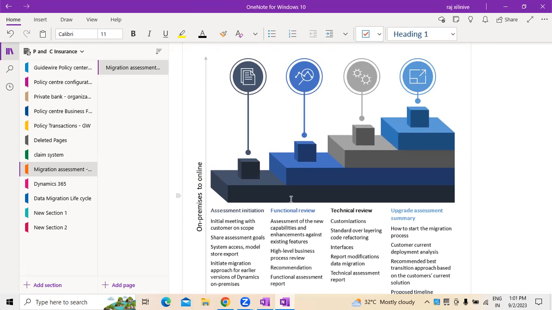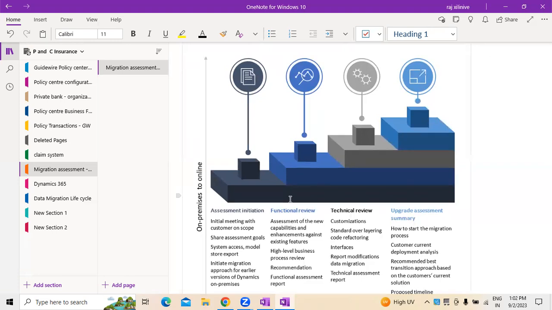Next is technical review. Technical review focuses on the customizations we have made. Depending on the business rules as well as government mandates, there are some customizations which have to be made at regular intervals. So we need to focus more on the customization part as well.